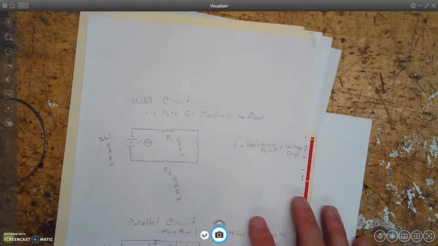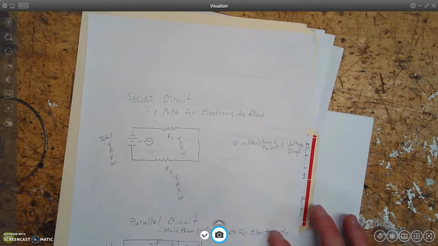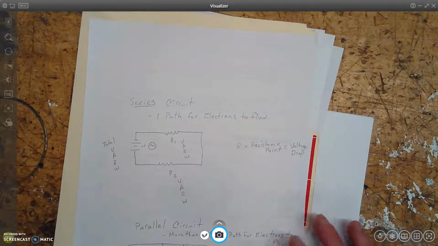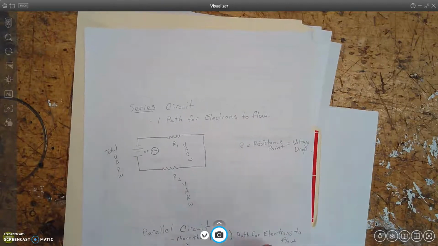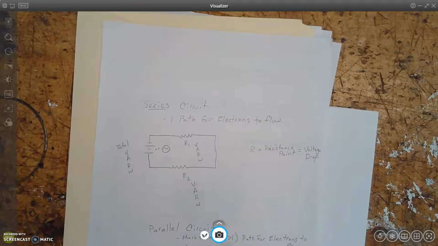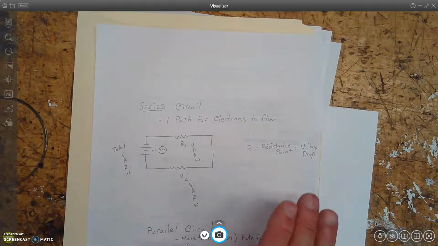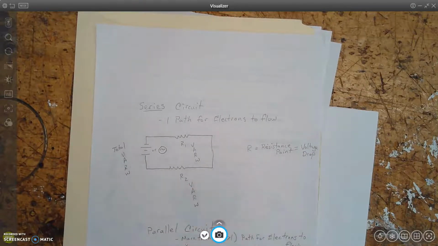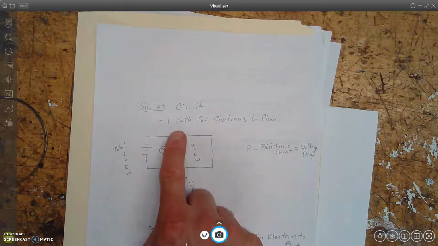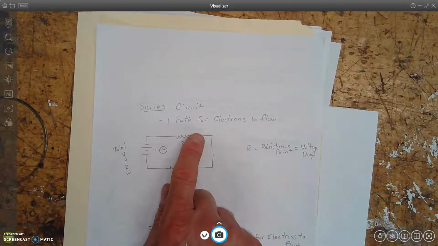we draw them. So the two types of circuits that we're going to deal with and that everybody deals with are series circuits and parallel circuits. So to get right down to it, a series circuit is a little bit simpler type of circuit. And how you define that is that there's only one path for electrons to flow in this circuit.